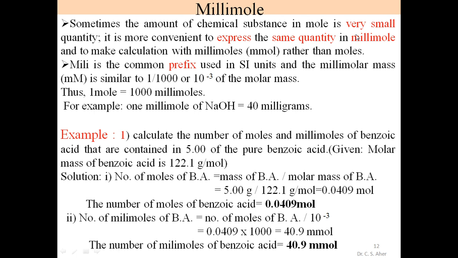So instead of mole, we use the millimole, a smaller unit of that concentration. It is symbolized as mmol. This milli is a common prefix used in SI units. In millimolar mass, small m is milli, and capital M is for molar mass. This millimolar mass is 1 upon 1000, or 10 raised to minus 3, of the molar mass. So the millimole is the molar mass divided by 1000, and thus 1 mole is equal to 1000 millimoles.